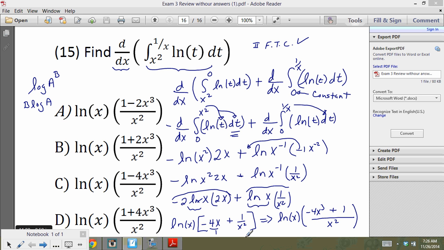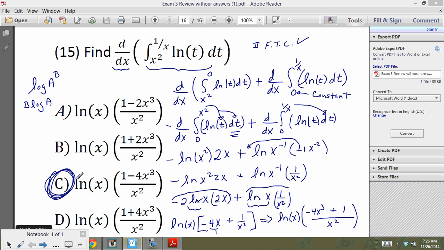Now, from there, it's not exactly the same as the correct answer, but it's pretty close. We have a negative 4x cubed, and we have a plus 1 over an x squared times the natural log of x. And so there's your answer at choice C.